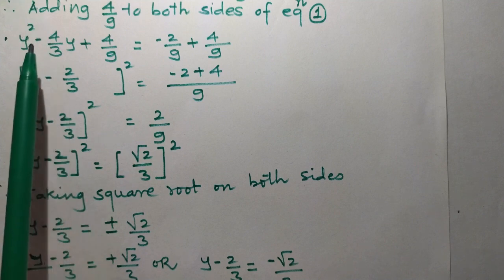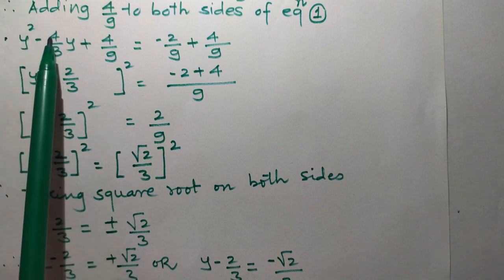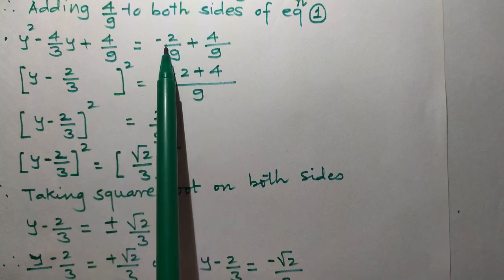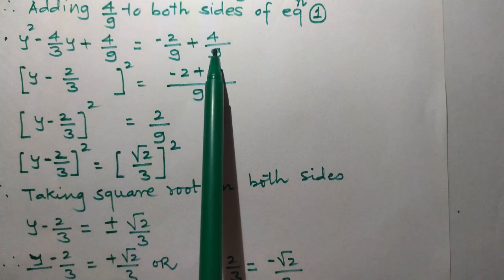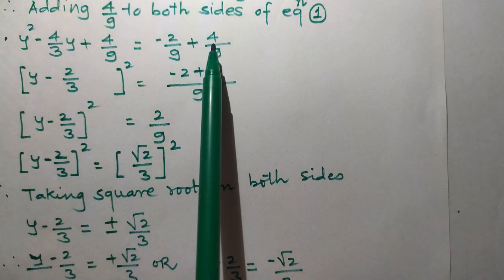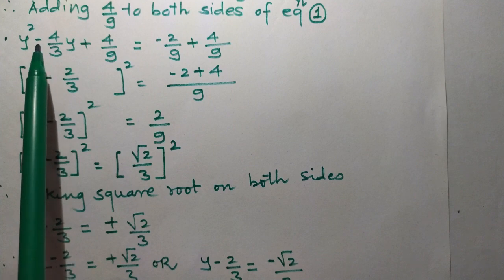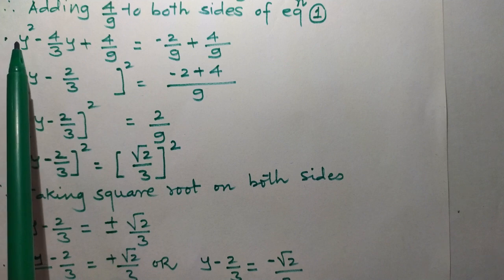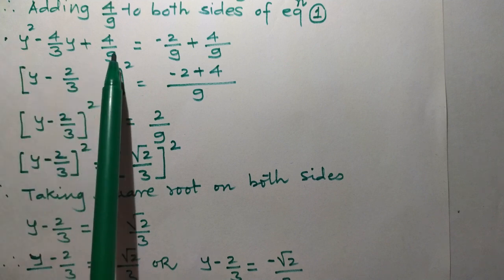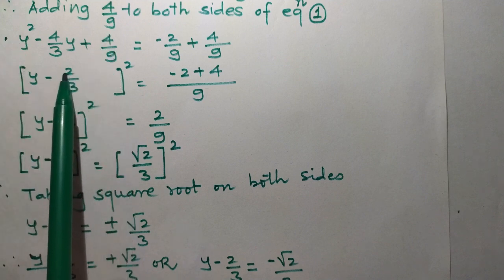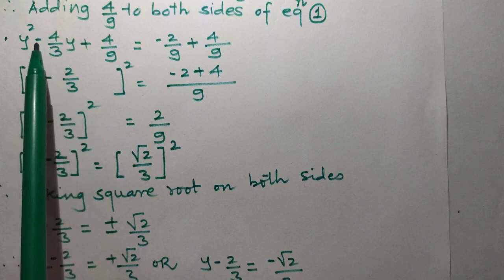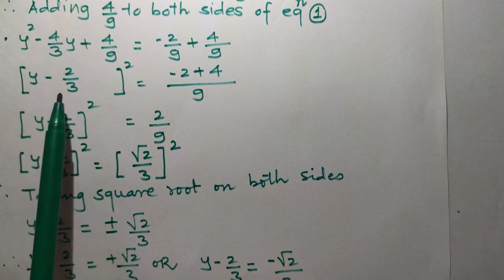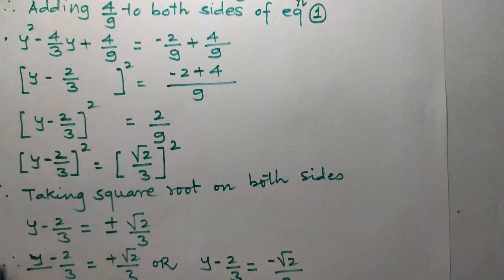So what we have: y square minus 4 upon 3y plus 4 upon 9 is equal to minus 2 upon 9 plus, once again we have to add 4 upon 9 to this side. So as I already told you, this becomes a perfect square. Whose perfect square will it be? Taking the square root of y as y, taking the square root of 4 by 9 as 2 upon 3, and take only the sign of the middle term. So it will be y minus 2 upon 3 whole square.